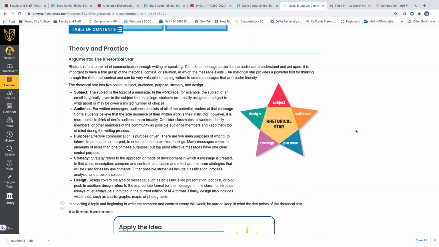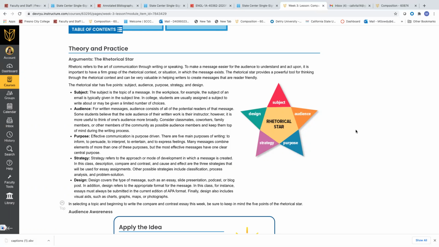To make a message easier for the audience to understand and act upon, it is important to have a firm grasp of the rhetorical context or situation in which the message exists. So the rhetorical star provides a powerful tool for thinking through the rhetorical context and can be very valuable in helping writers to create messages that are reader friendly. So we have this 5-point star right here, and the 5 points represented in the star are the subject, the audience, the purpose, strategy, and design.